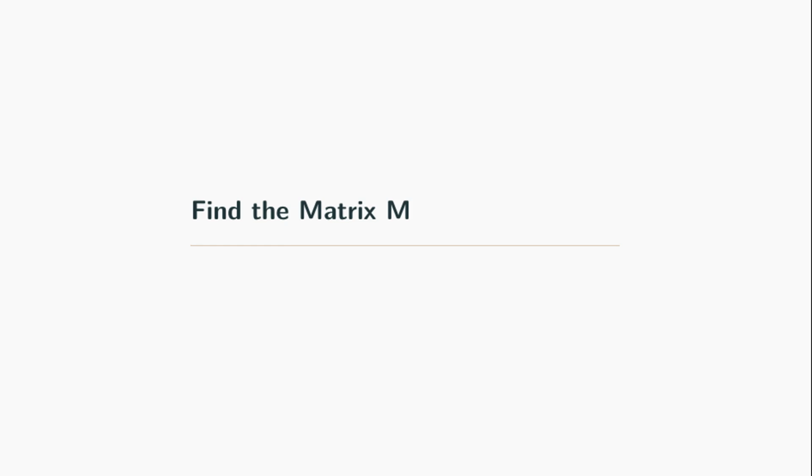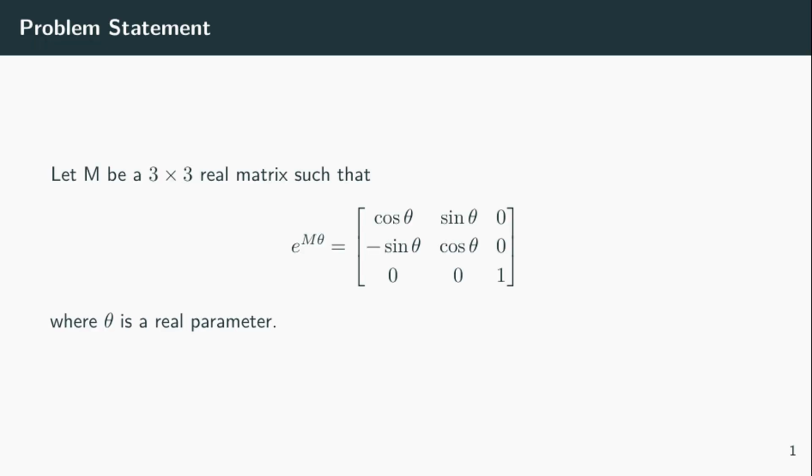Okay, let's find the matrix M. So we are given this problem where M is a 3 by 3 real matrix, and we know that e raised to the power of M theta is equal to a specific 3 by 3 matrix. You can see that matrix there on the screen. It has cos theta and sin theta in the top left 2 by 2 block with a minus sin theta and cos theta below, and then zeros elsewhere except for a 1 in the bottom right corner. Here theta is just a real number.